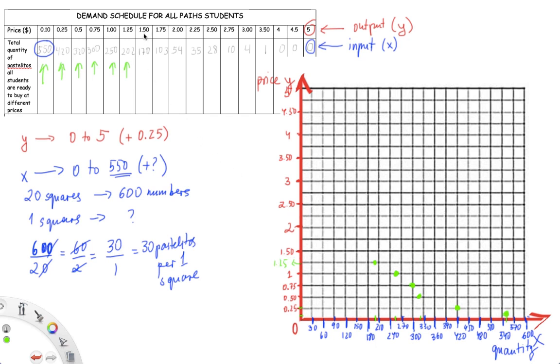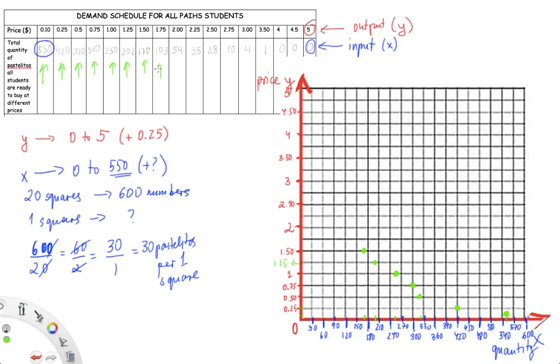And then if we produce 170, so we drop the price of pastelitos even more, not the price, the quantity. We drop the quantity of pastelitos we're producing. Now there's fewer pastelitos in País, and people are willing to pay more money for them. So if I just produce 170 pastelitos, there's 170 hungry people who are willing to pay $1.50.